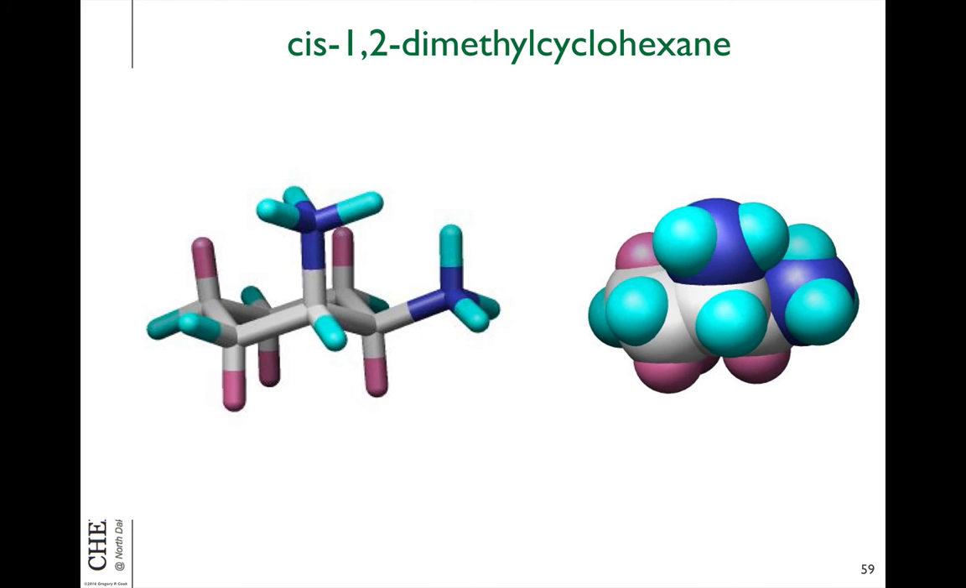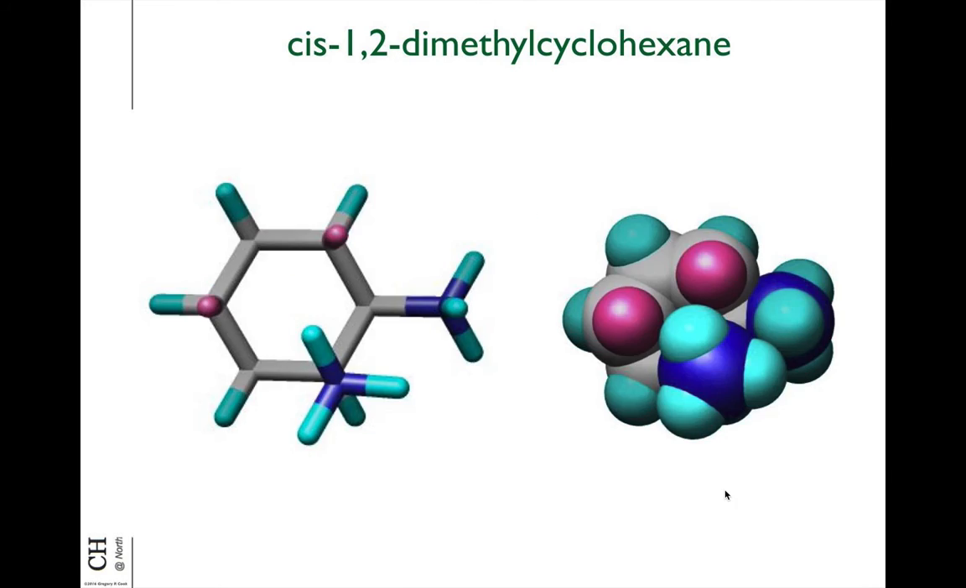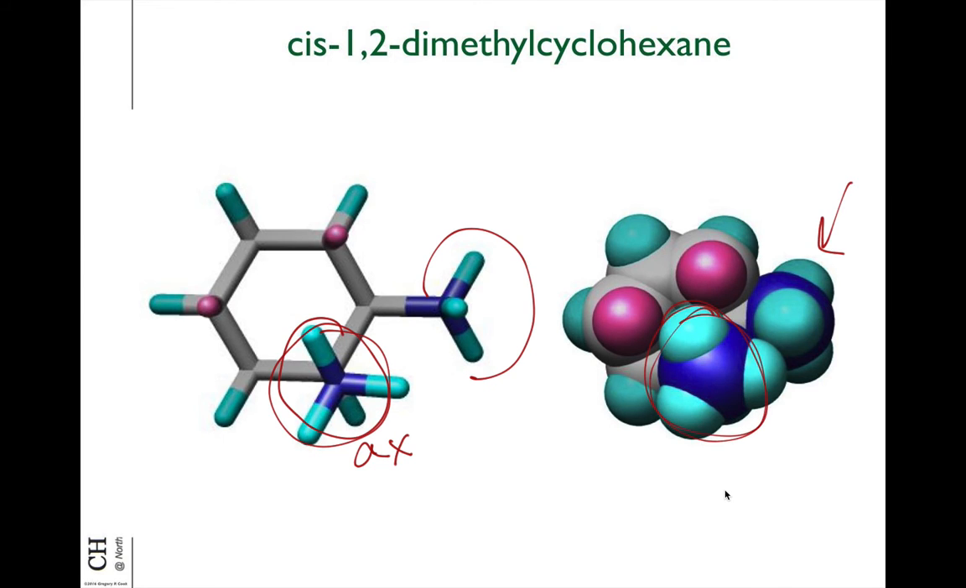Here's a space-filling model to show you cis-1,2-dimethylcyclohexane from the side view. You can see that one of the methyl groups happens to be in an axial position and one in an equatorial position. And if we look at this from the top view, we can see that a little more acutely. So here's the axial position pointing right up to us, and here's the equatorial position. You can see here on the space-filling model the two different positions, axial and equatorial. And here are the 1,3-diaxial interactions that we see between the hydrogens that are on the axial positions on that side of the ring.